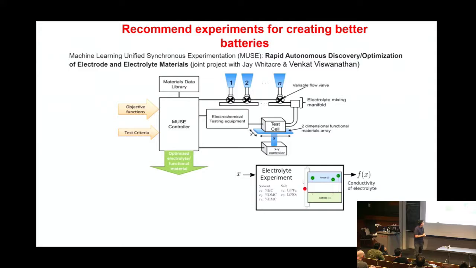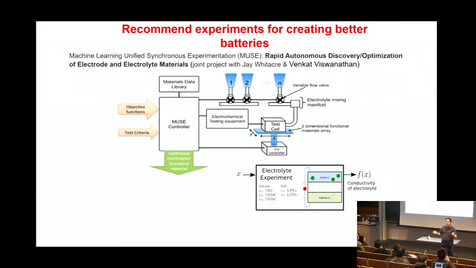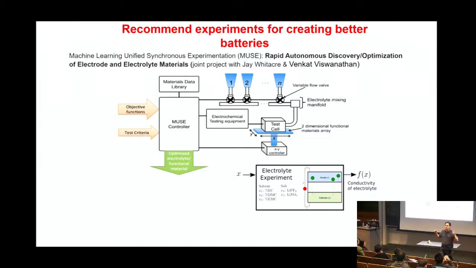This is a chemistry problem, where the goal is that we want to find the best battery in the world. And how we do it is that we mix different electrolytes, and we test the properties of those electrolytes. And we want to find the mixture that has, say, the largest chemical property, say, largest conductivity. The question is how to mix the different electrolytes.